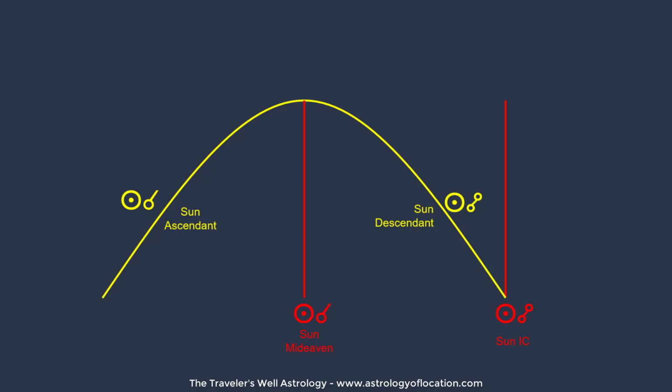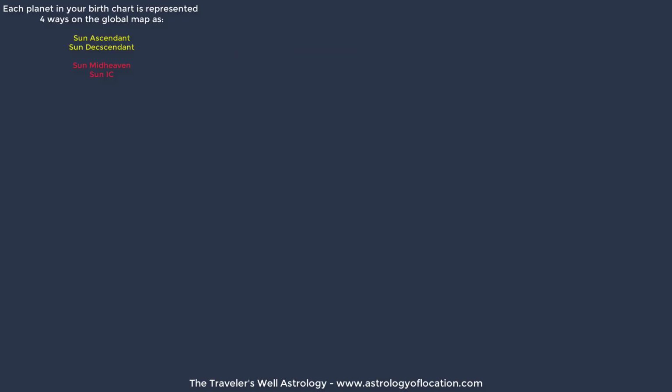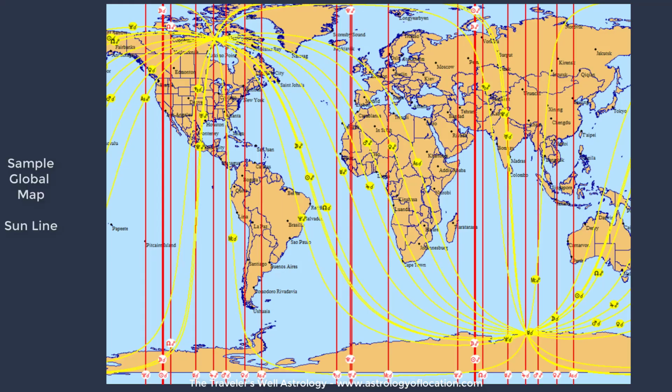So in your global map, for example, the sun will be represented through those 4 angles thusly. So let's look for that sun energy on an actual map, as it's represented through its ascendant, descendant, midheaven, and IC formations. Here's a map. It happens to be mine. It's a global map, so it's going to have all 4 angles.